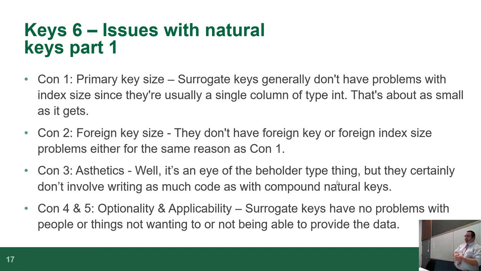And then you got what's called optionality and applicability. Surrogate keys don't have a problem with people or things not wanting to or not being able to provide the data. I like using this as an example because let's just say you go and you apply for a store credit card. And the person at Walmart says, can I have your SIN number? By the way, never give them your SIN number. But they ask you for your SIN number so they can look you up to do a credit check, right? Did you know for most credit checks, you never need a person's SIN number? You just need an address and their name.